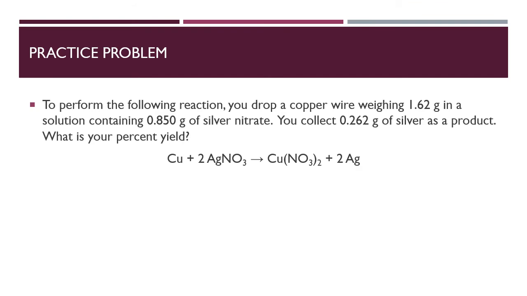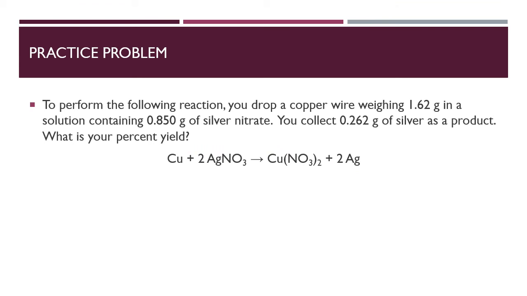All right, to perform the following reaction, you drop a copper wire weighing 1.62 grams in a solution containing 0.850 grams of silver nitrate. You can see the equation for the reaction here. Here's my copper, here's my silver nitrate, and my products here are copper 2 nitrate and silver. We're told you collect 0.262 grams of silver as a product. What is your percent yield?